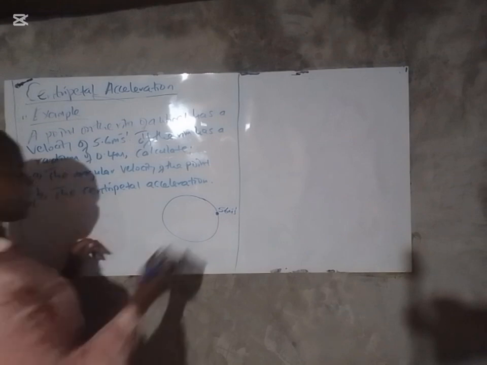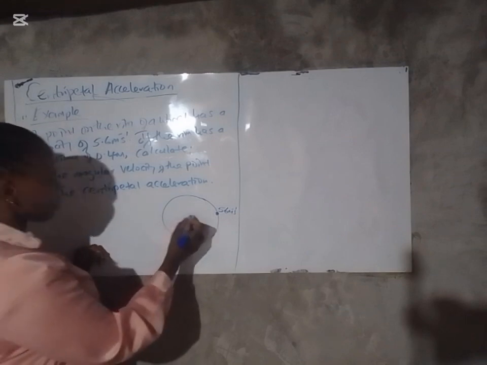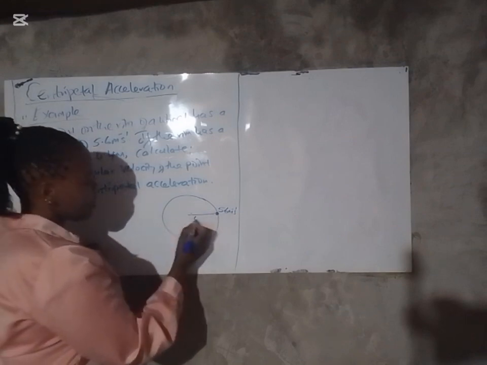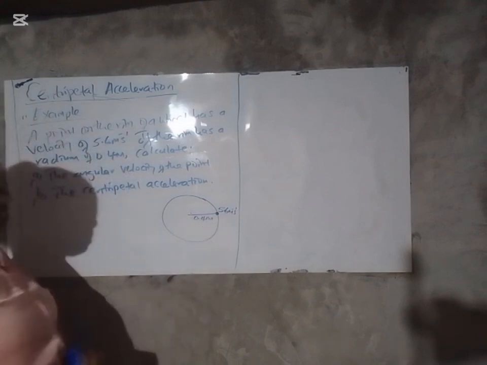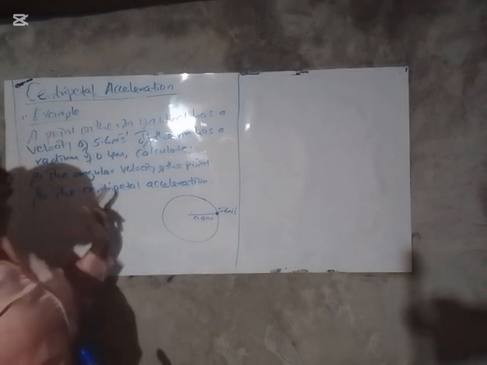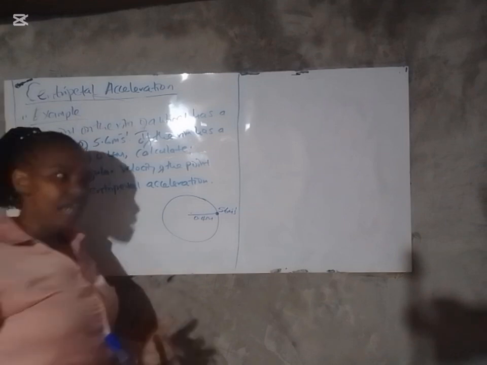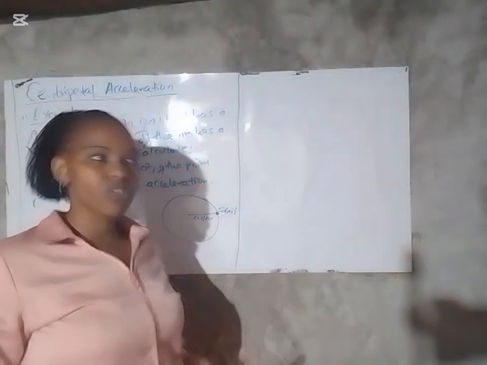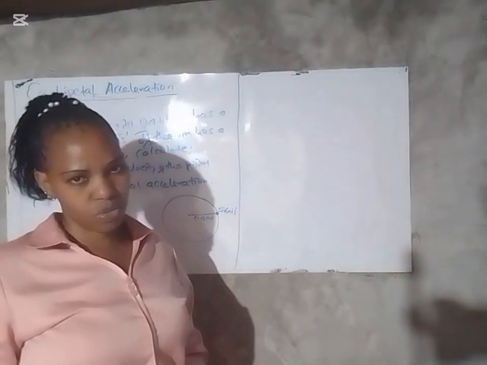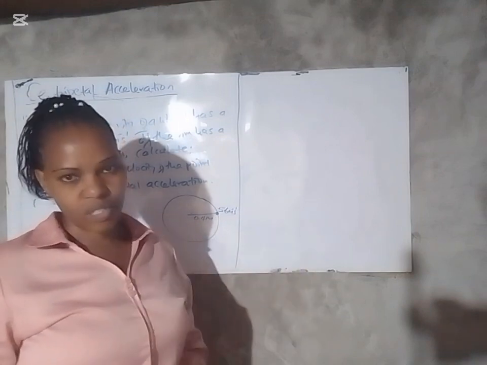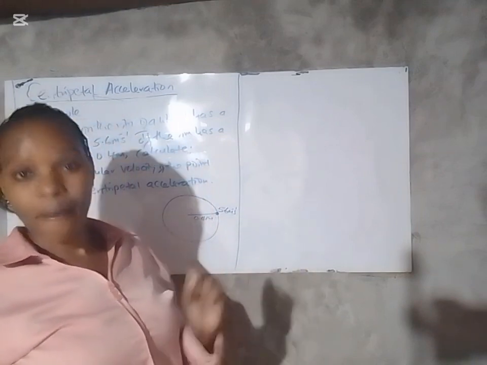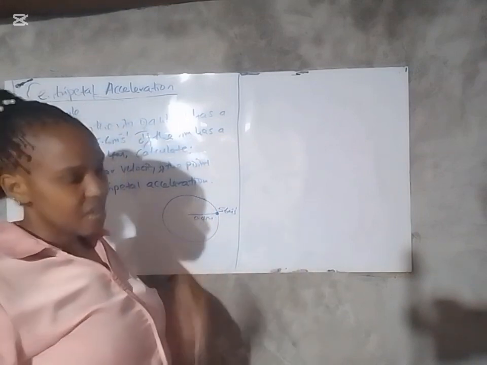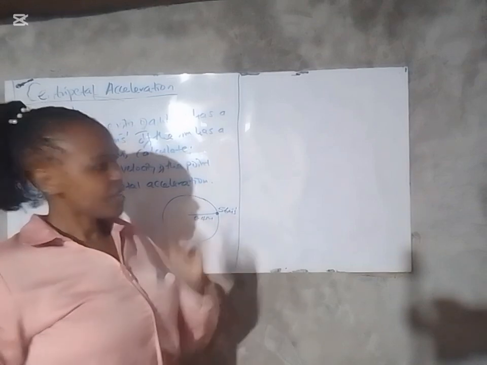and the radius of 0.4 meters. Okay, that's our radius. So the question is the angular velocity of the point. Angular velocity, we said, is a velocity in terms of angles. So we give it in radians per second. Let's go back.